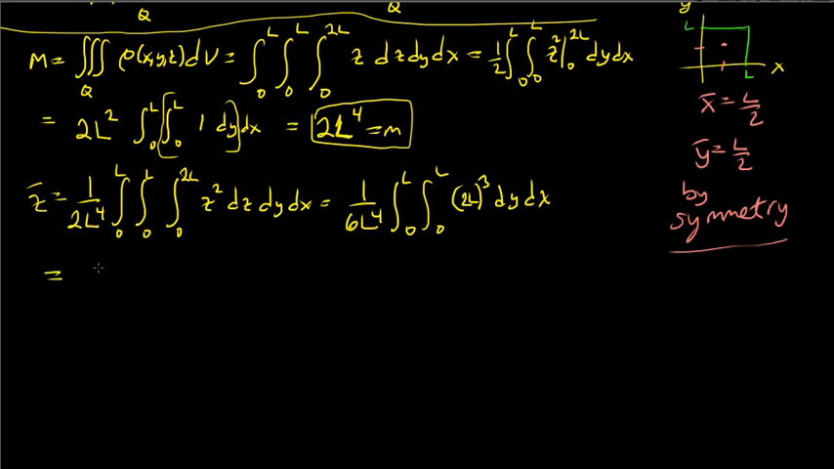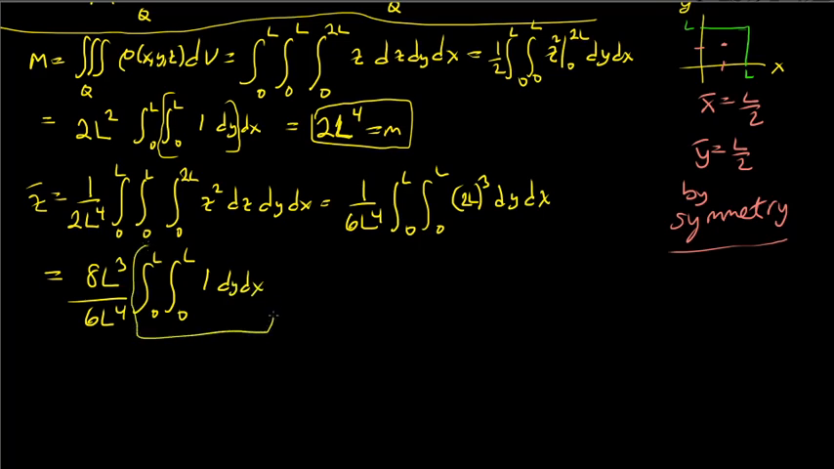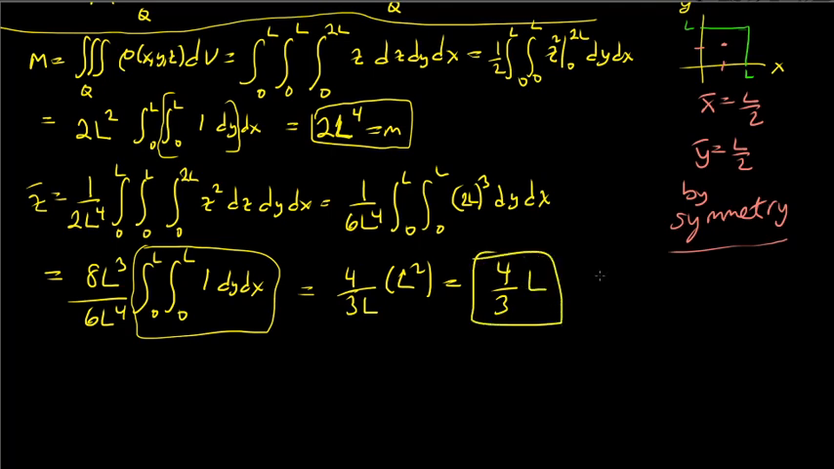So this is going to be 8L cubed over 6L to the fourth, and then we have the same double integral from 0 to L of 1 dy dx. Luckily, we know that that's just L squared. So 8 over 6 reduces to 4 over 3, and then L cubed over L to the fourth is just 1 over L, and then this becomes L squared. So we get 4 over 3 times L. And that's z bar. That's our z bar.